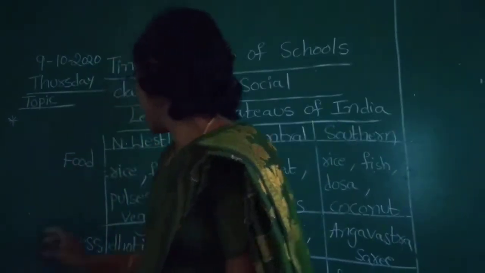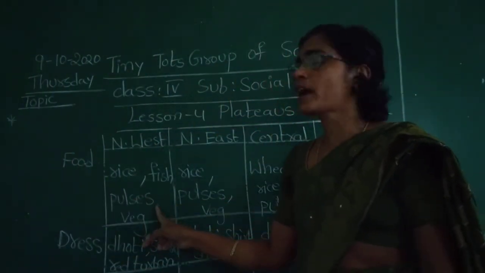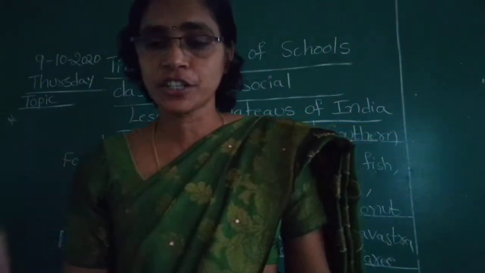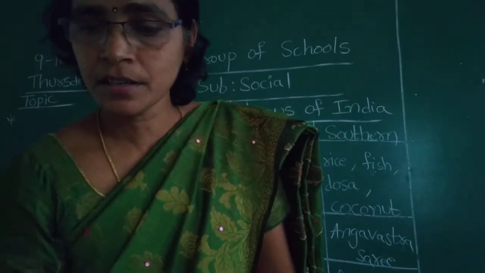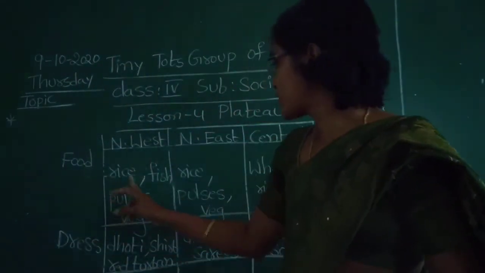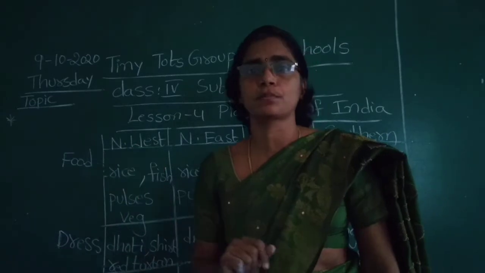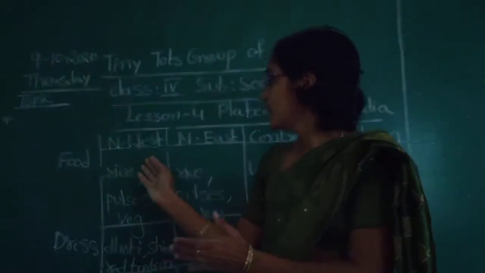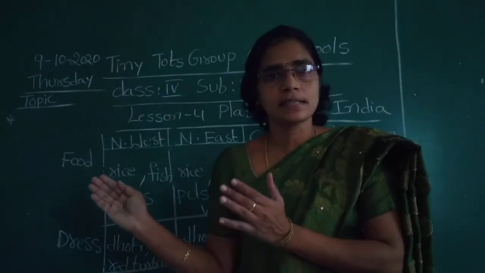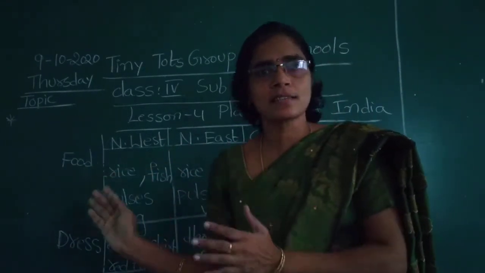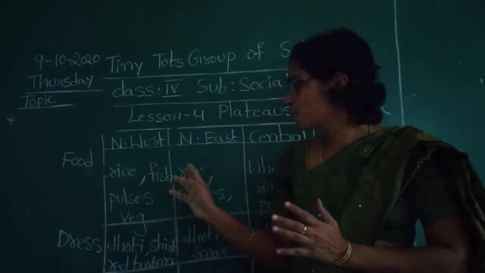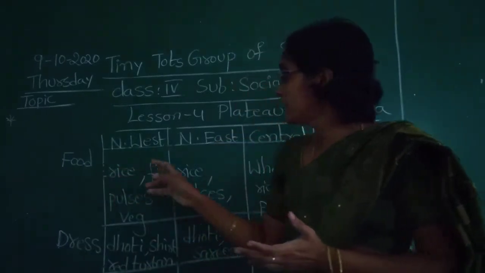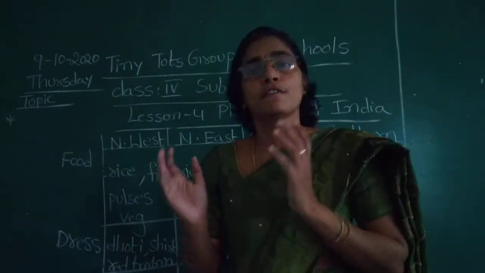Now, look at the board, children, all of you. Look at the food habits in northwest region. The people in northwest region mostly eat rice, fish, pulses and vegetables. Why? Because they are near the Arabian Sea. The Arabian Sea is in west side. So they eat fish. Fish is available in coastal regions.